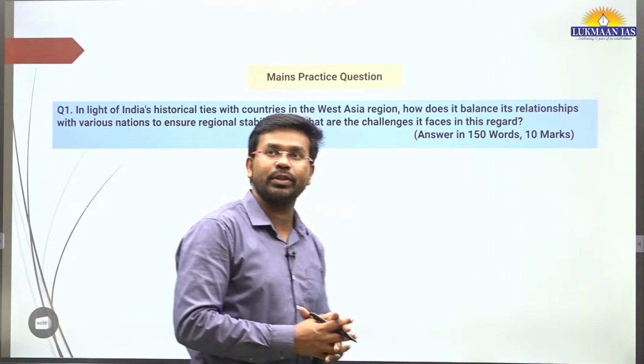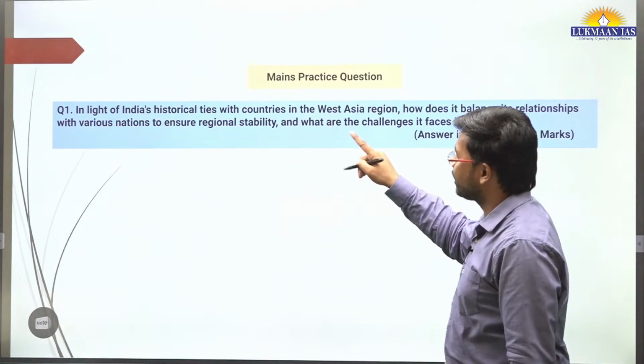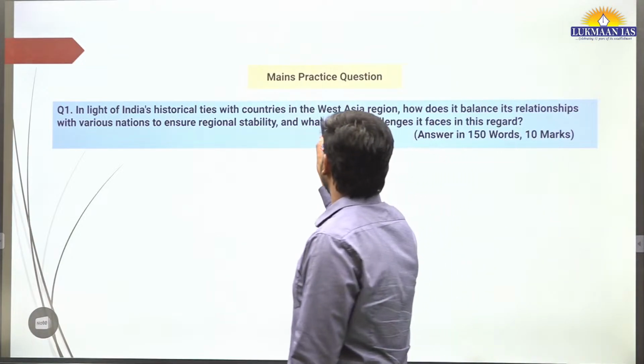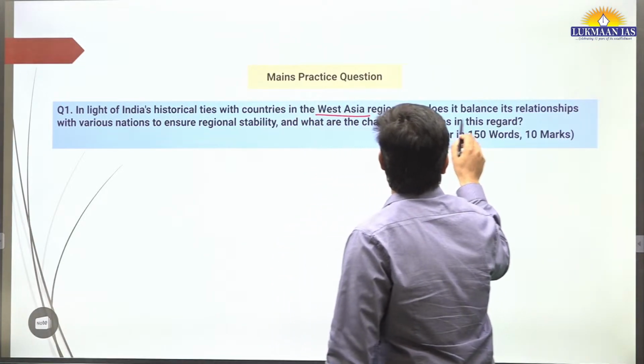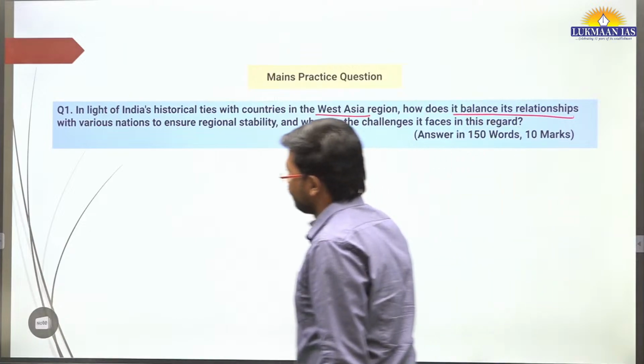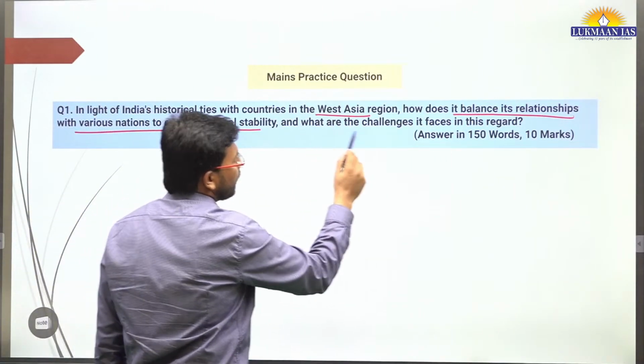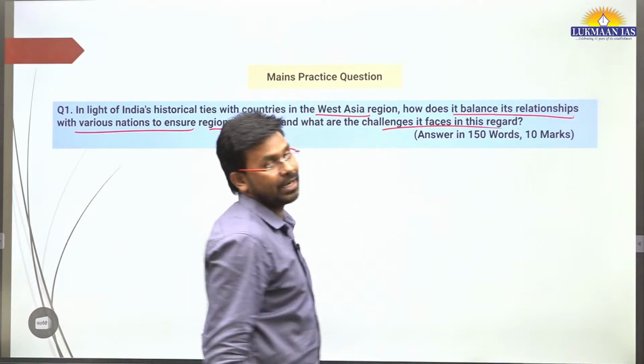Okay, it's a question for the mains exam. Let's see this question. It says, in the light of India's historical ties with countries in the West Asia region, how does it balance its relationship with various nations to ensure regional stability, and what are the challenges it faces in this regard?